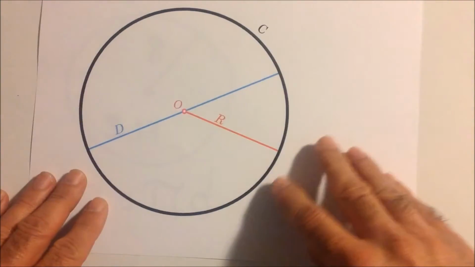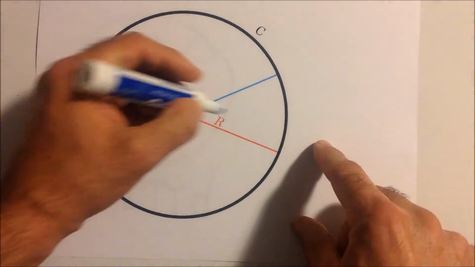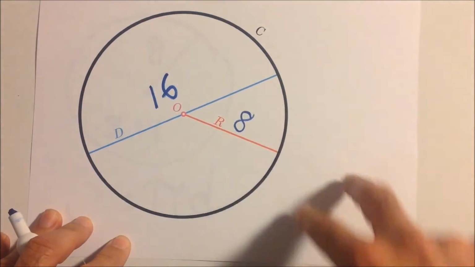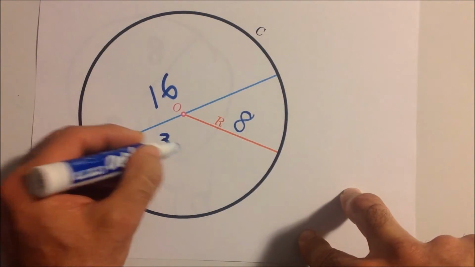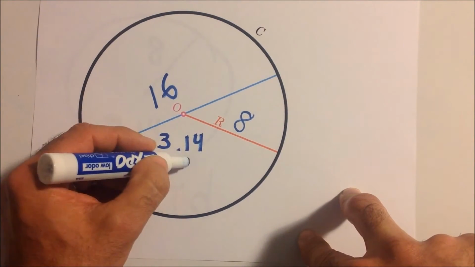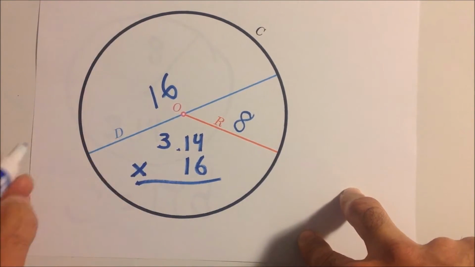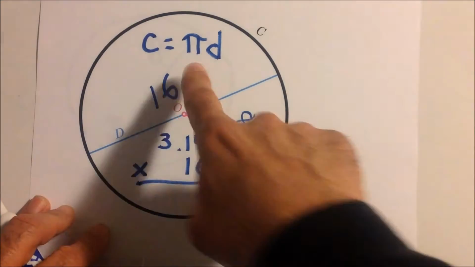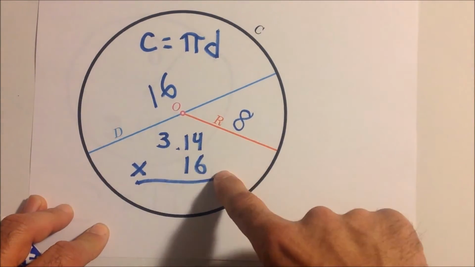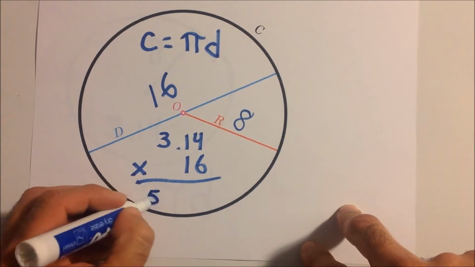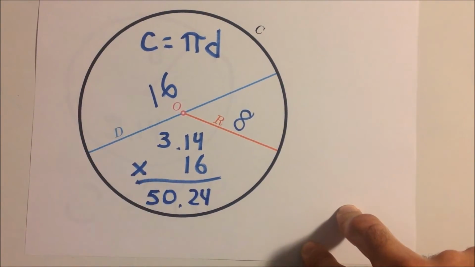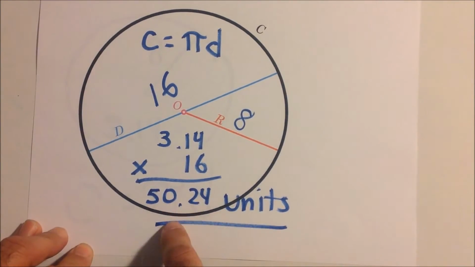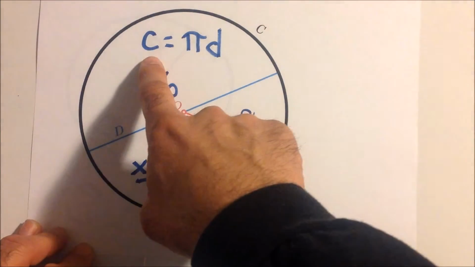Okay, so again, here's the circle. We know that the radius was 8, so the diameter has to be 16. And what we do is we're going to take pi, 3.14, and times it by the diameter, times it by 16. Again, the formula we're using to find the circumference is pi times the diameter. And we'll get 50.24, and we'll just call it units. Circumference is not squared, so it'll be 50.24 units. That's if we use this formula.